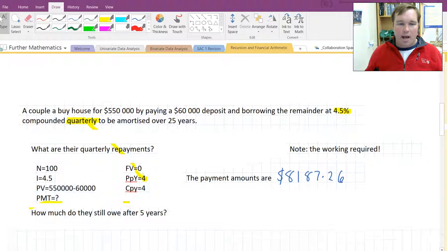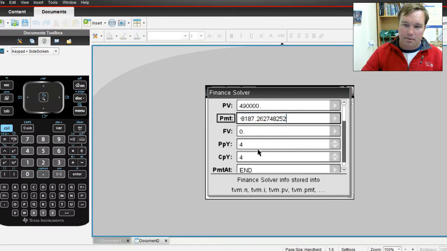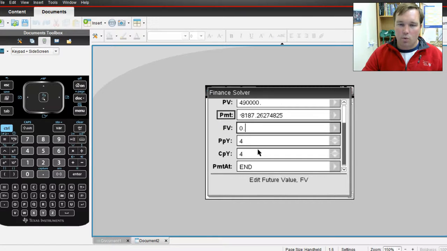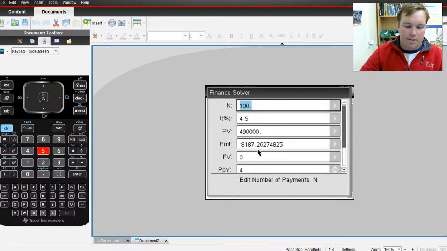Alright, how much do they still owe after 5 years? Because I'm running short of time, I'm just going to give you the solution, but in your working and your reference book, I expect you to put in what I'm putting in now. Like, write down the screen dump of the working. So here, after 5 years, so we know that that's the payment. After 5 years, we won't have done all 100 compounding periods. 5 years is just 5 lots of 4 compounding periods, or 20.